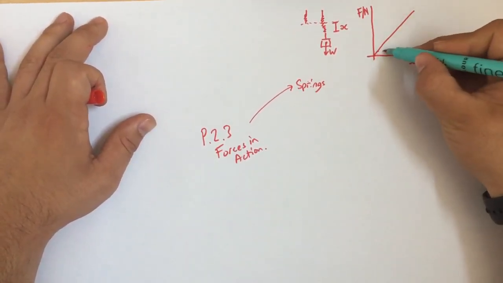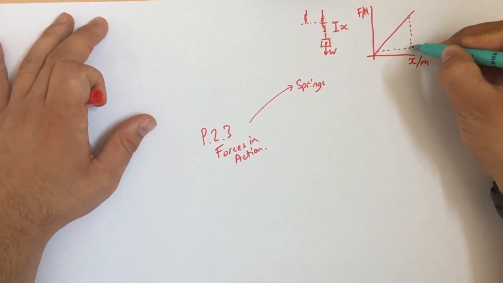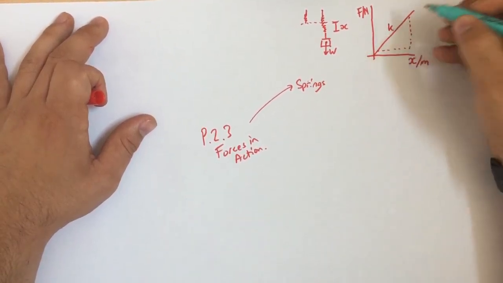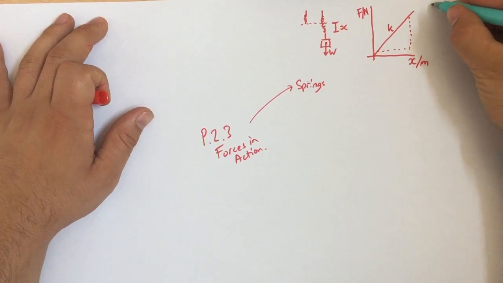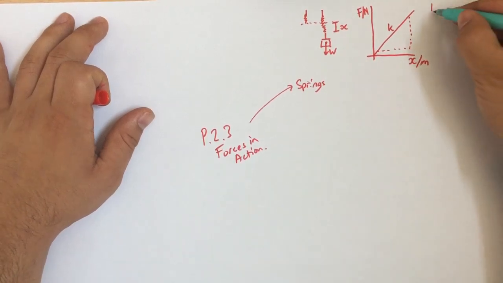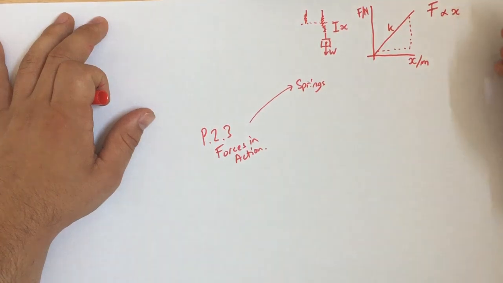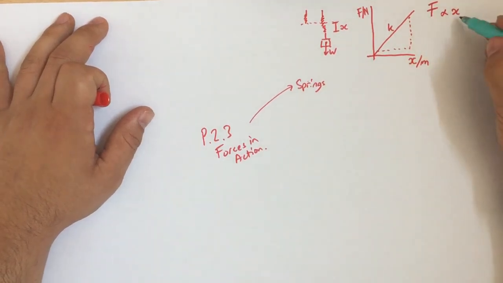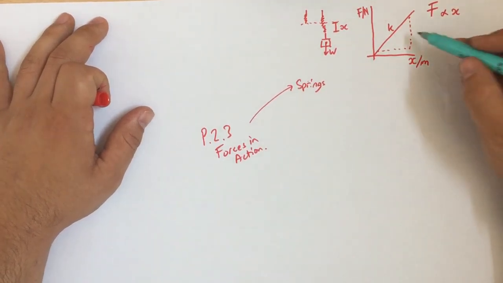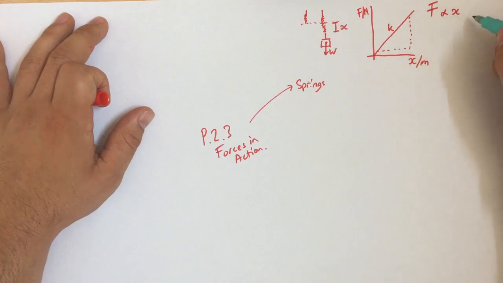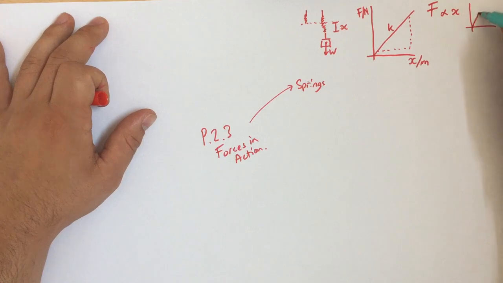So the gradient of this line is what we call the spring constant. So this graph shows us what is called Hooke's law. So Hooke's law is force is directly proportional to extension, provided the elastic limit is not exceeded. So for some materials, we will get a graph that basically looks like this, or curve. And at this point, it's basically stopped behaving elastically.